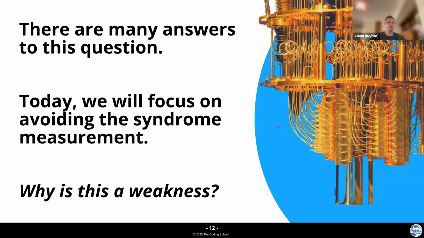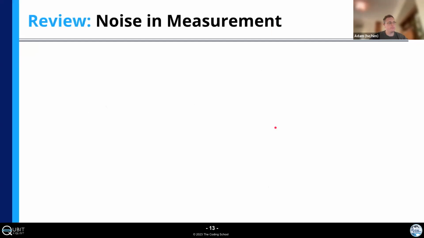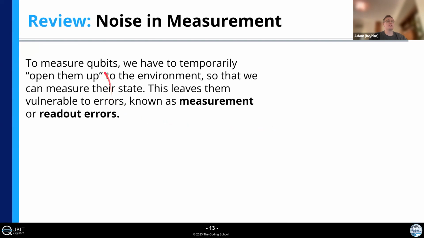So I want to take 1 second to just talk about why this is a weakness at all. To do this, we have to review the noise that comes with measurement. In particular, to measure qubits, we have to temporarily open them up to the environment so that we can measure their state, right? If you remember from our hardware lecture, we keep qubits in very cold or otherwise very isolated, protected places. Quantum information is very fragile and we need to protect it as much as possible. But to measure, you're kind of forcing your hand here. You have to open them up.